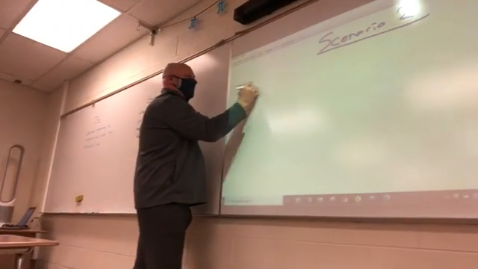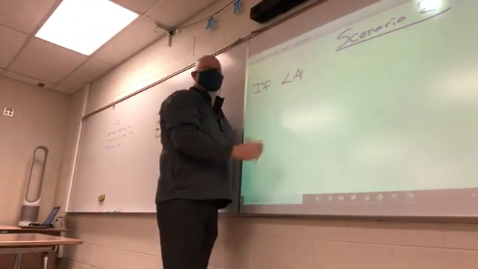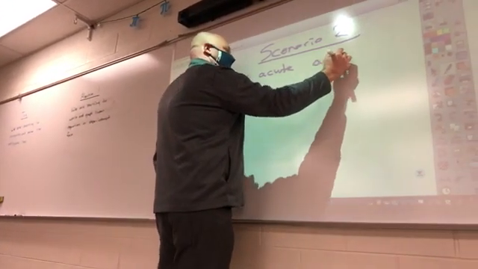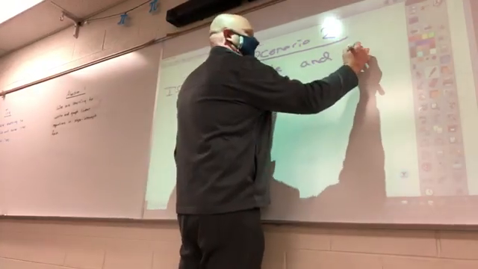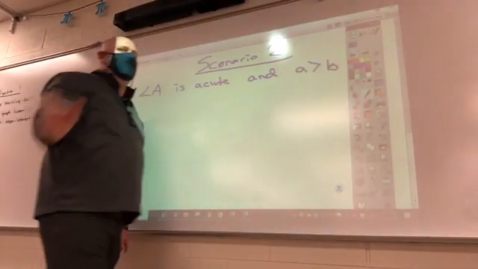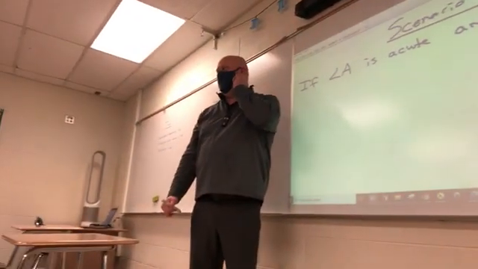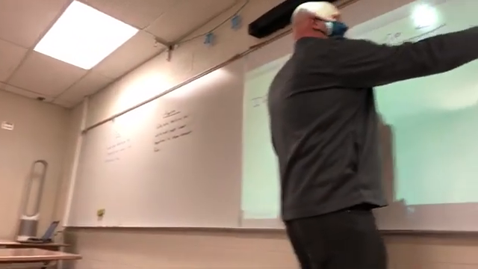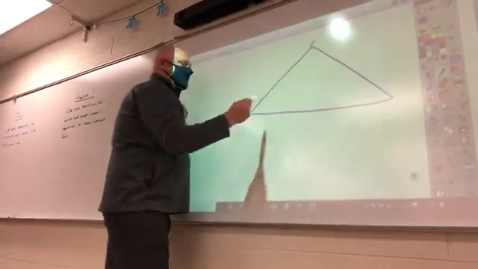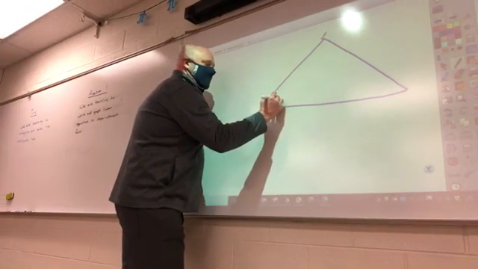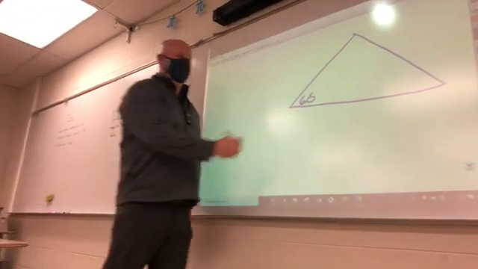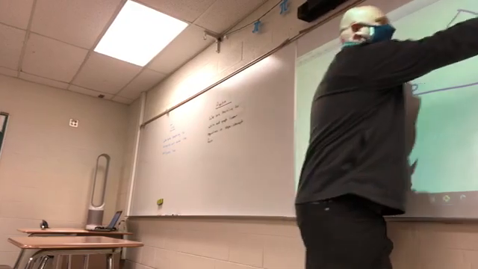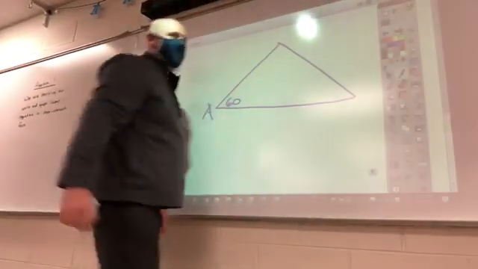If the given angle is acute and A is bigger than B. I want you to think about what I just said. What is this scenario? They're given an acute angle. So 60 degrees. What else did I say? Actually, I want greater than or equal to, sorry.